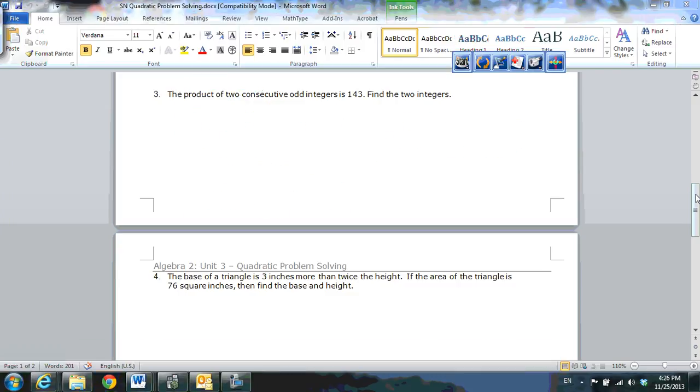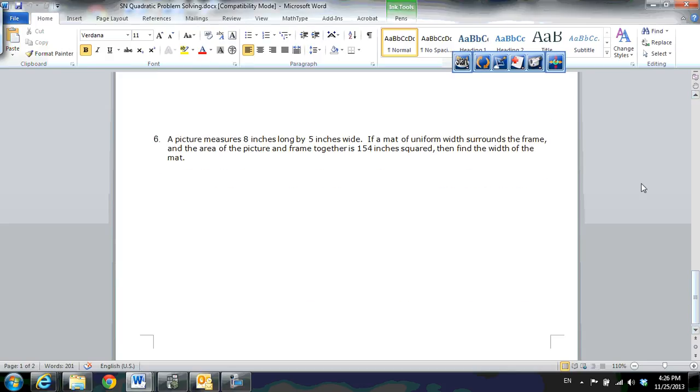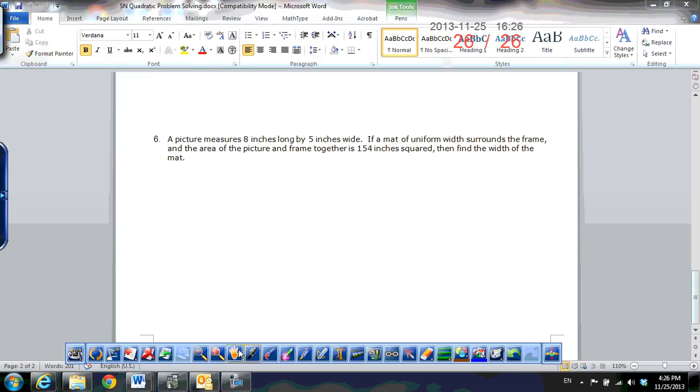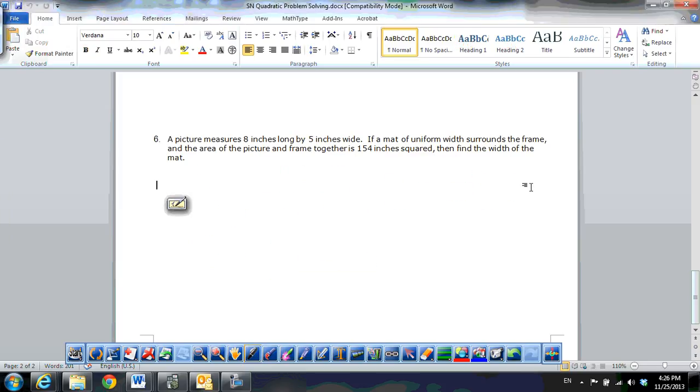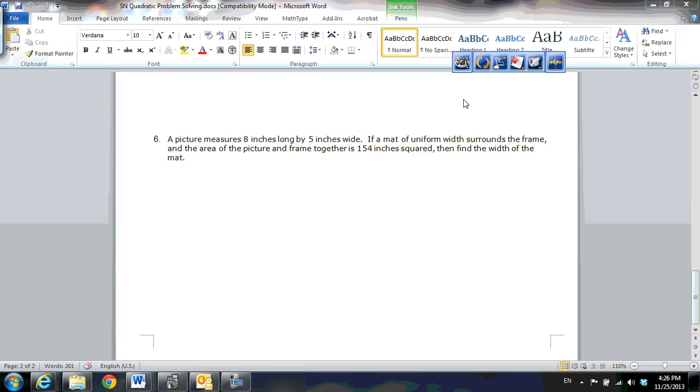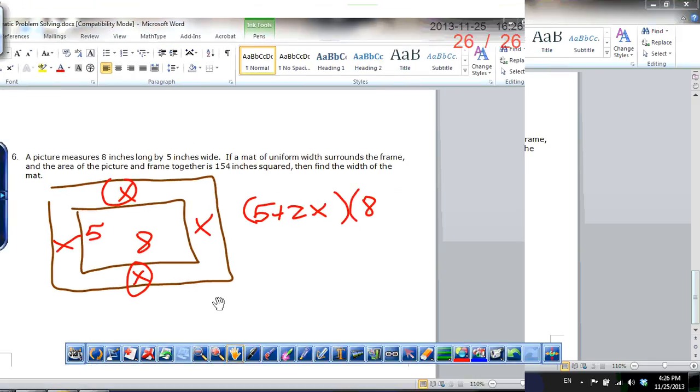And then maybe let's jump down to number 6, because it's kind of awkward and weird. Go ahead and draw a picture. All right, so we got a picture drawn there. We got 5 and 8, and then we know this is x, and this is x, this is x, and this is x. So I got 5 plus 2x, right? 5 plus this x, 5 plus this x, times 8, and then 8 plus 2x as well.